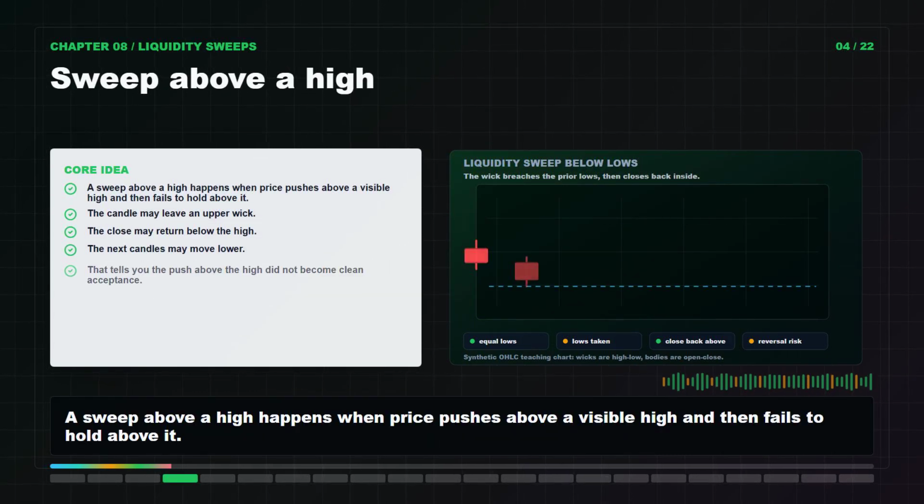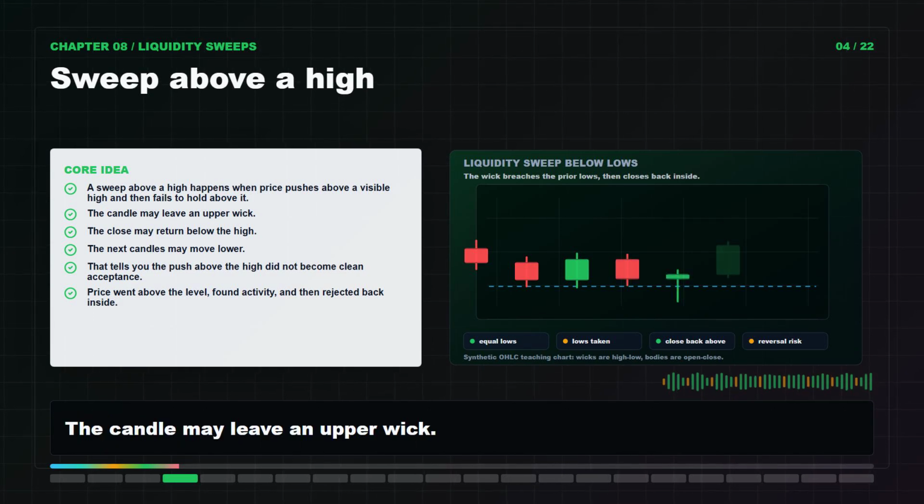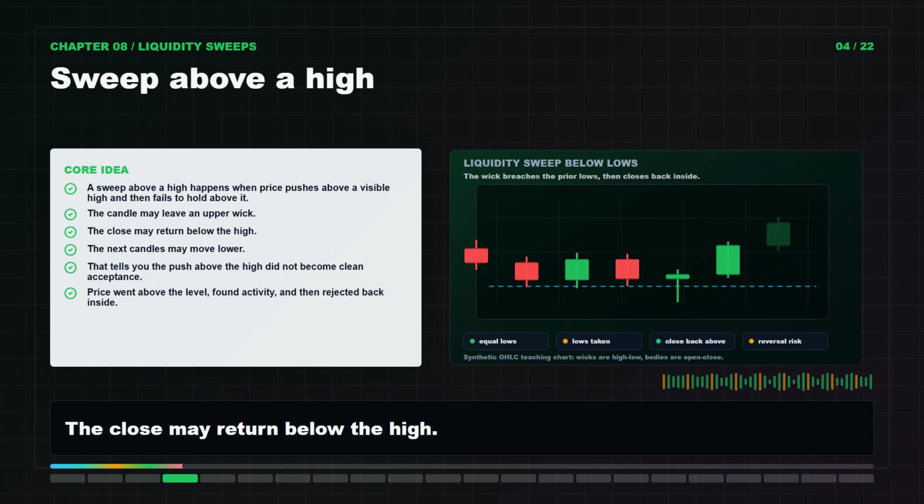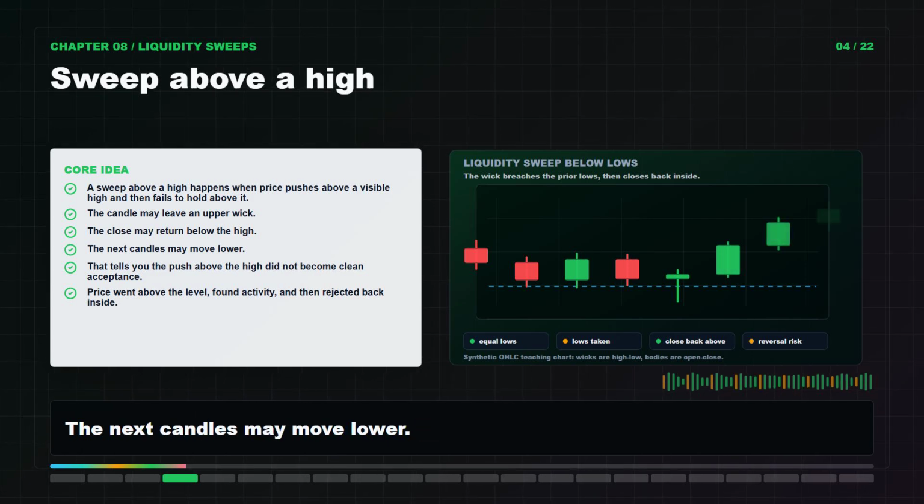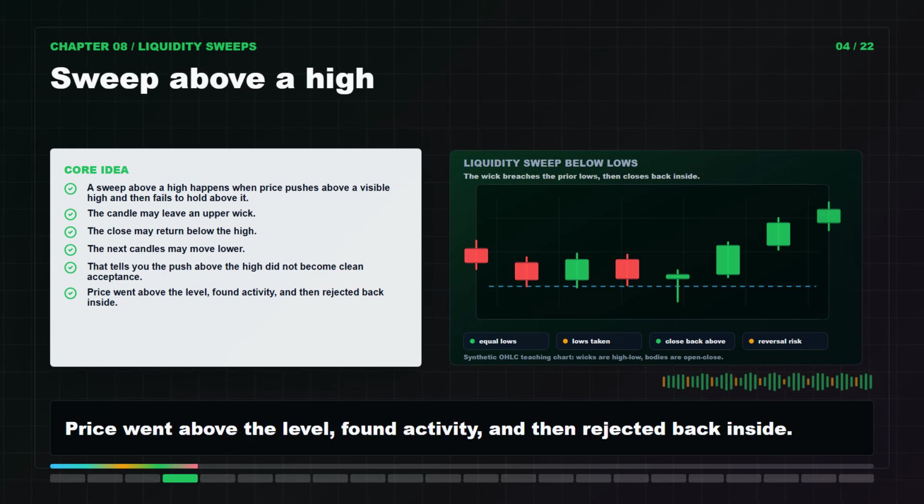A sweep above a high happens when price pushes above a visible high and then fails to hold above it. The candle may leave an upper wick. The close may return below the high. The next candles may move lower. That tells you the push above the high did not become clean acceptance. Price went above the level, found activity, and then rejected back inside.